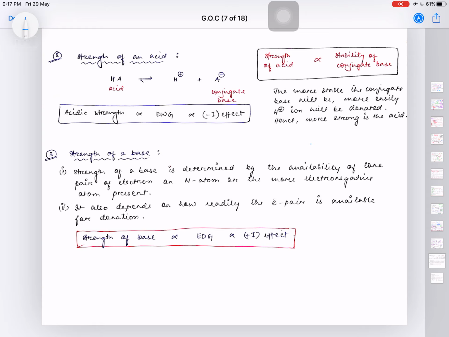Acid means one which gives H plus ions. Say this is acid HA. If it gives H plus ion, then only we can call it an acid. After giving H plus, we get A minus ions also. Now this A minus ion can again take this H plus ion, because this is negative, this is positive, and we get the acid back. So acid means which donates H plus ion, and base means which accepts H plus ion.